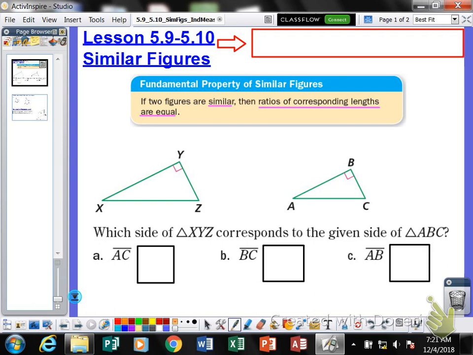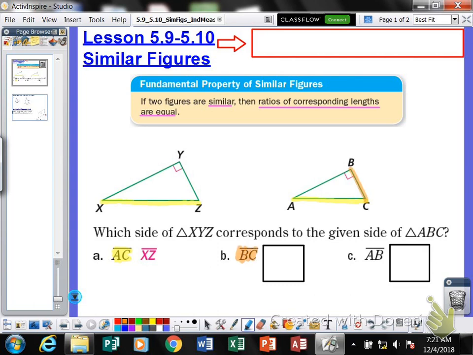Which side of triangle XYZ corresponds to the given side of triangle ABC? Side length AC. I'm going to use yellow. So AC. We have to look at it. It's facing the same way, and they need to be facing the same way. Sometimes we have to rearrange our shapes and move them around to make them face the same way. So AC corresponds to side length XZ, so line segment XZ.